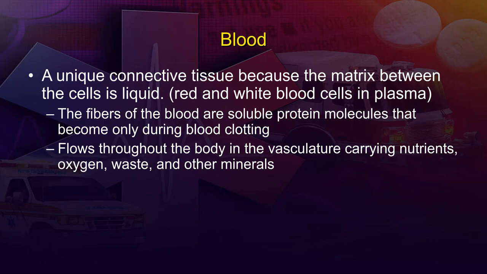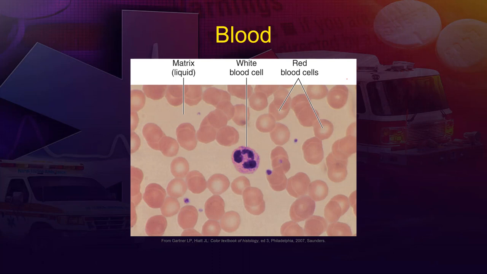Blood, as we identified, is a liquid matrix and has things within the blood that are soluble proteins that can do things like be activated during clotting, but also serves as a conduit for transporting nutrients, oxygen, and getting rid of waste. In this picture, we have the matrix, which is the fluid of the blood. In this case, it's plasma. We have a white blood cell that's actually purple here, and the pale red-colored cells are red blood cells within this fluid.